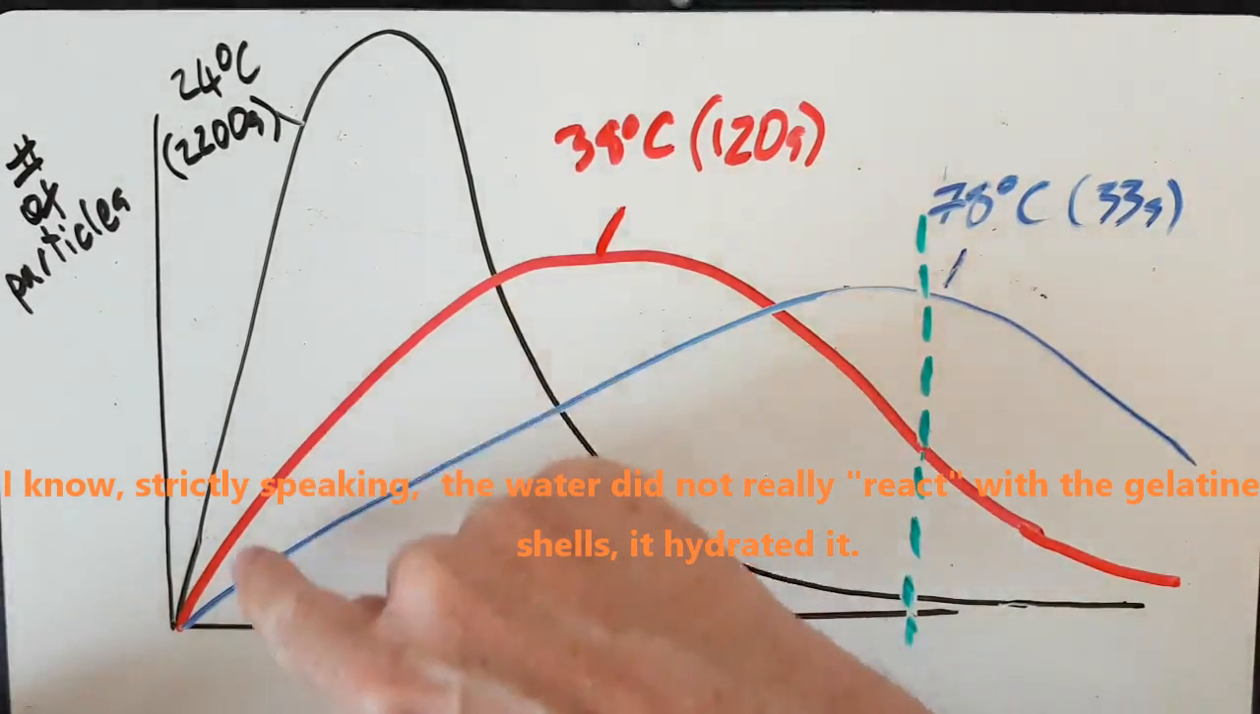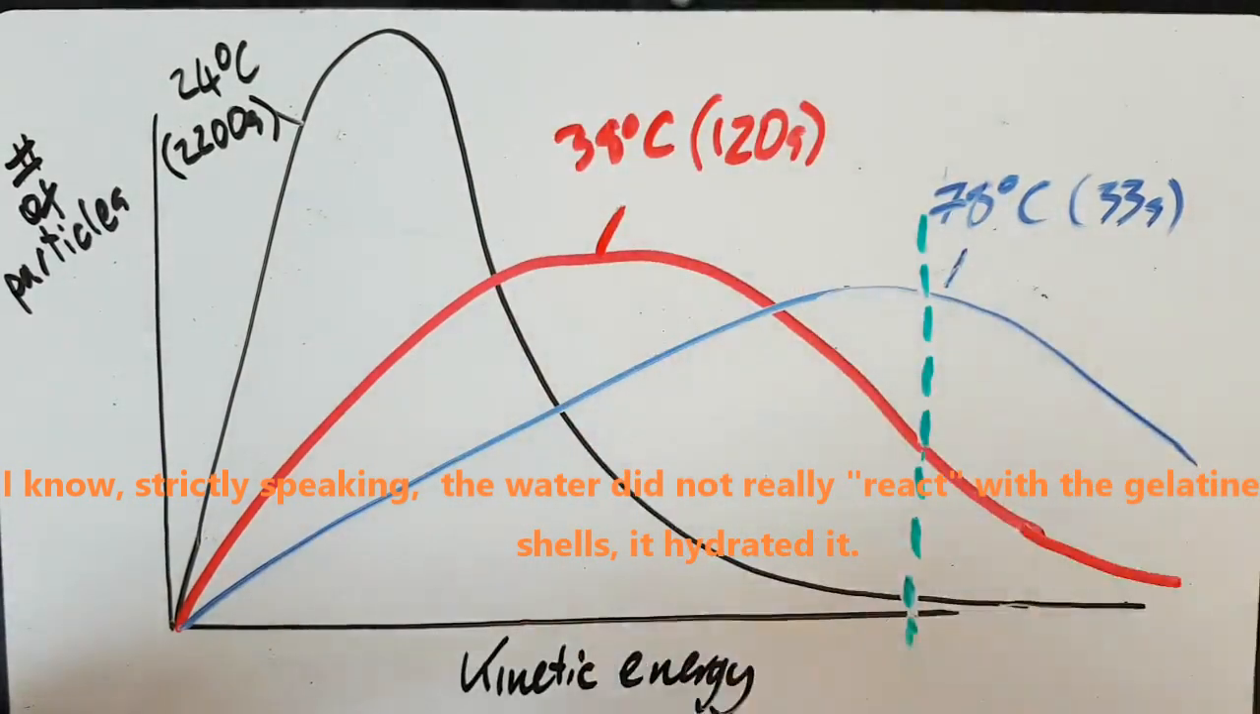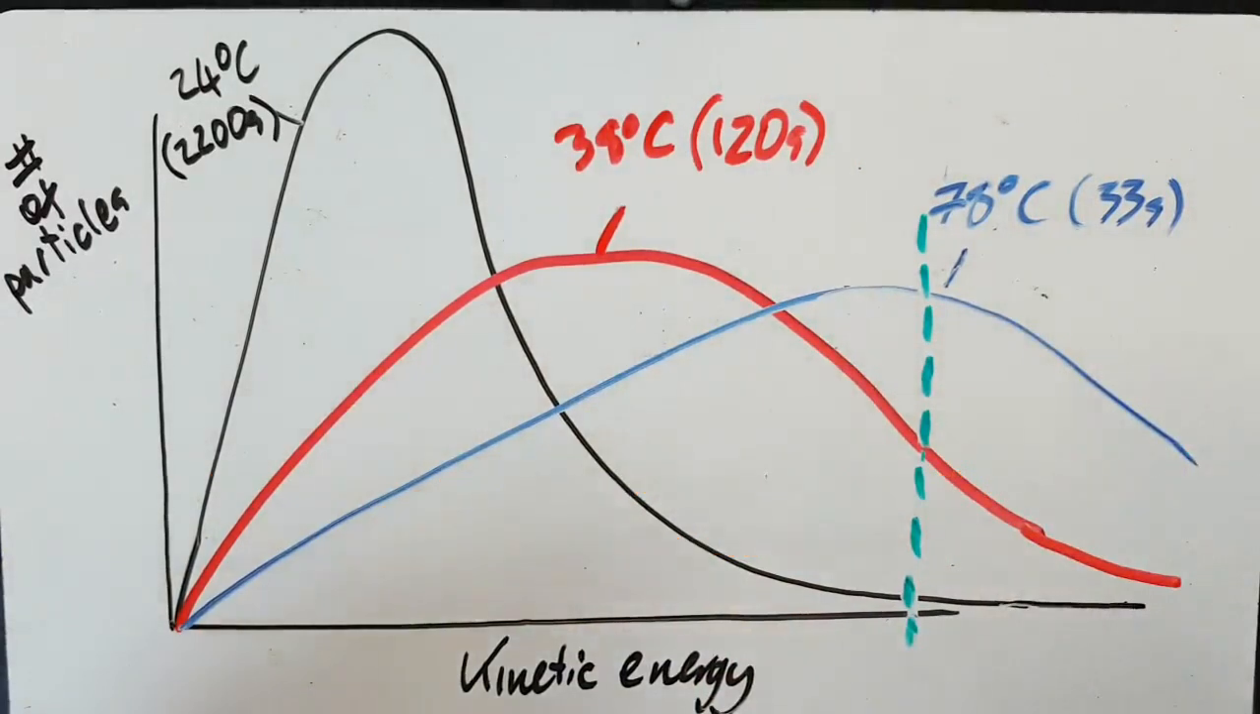Okay, so the area under each of the 3 curves is identical because the total number of particles is the same with each hatching dinosaur egg. So for the low temperature one, that took a long time, and that's because only these particles had enough energy to react. This line here is the activation energy, EA.